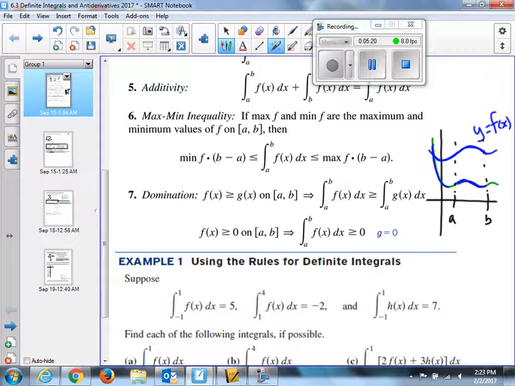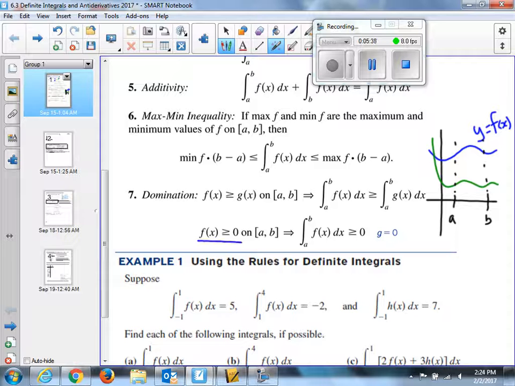Than the g of x on that same zone. That should make sense. Yeah, this is a small area. The other one's definitely larger. That's all that means. Okay? What else?